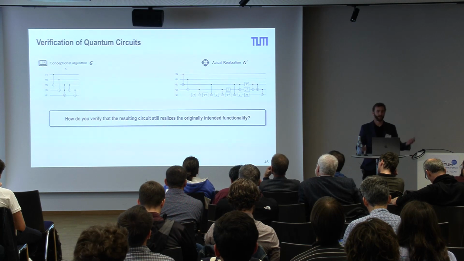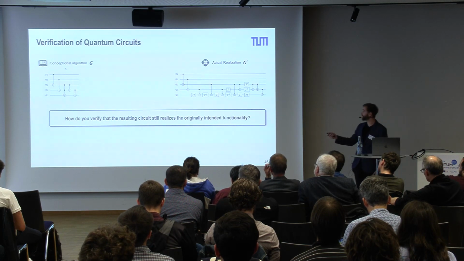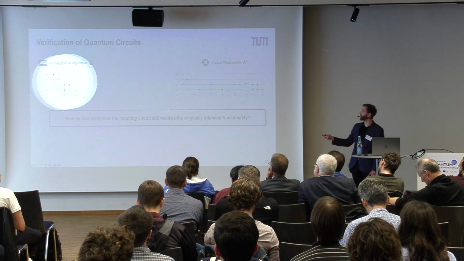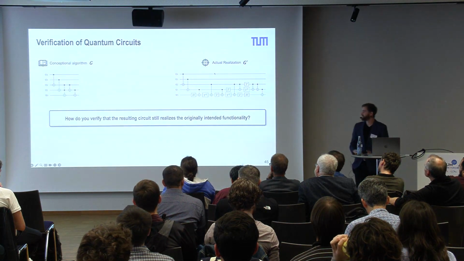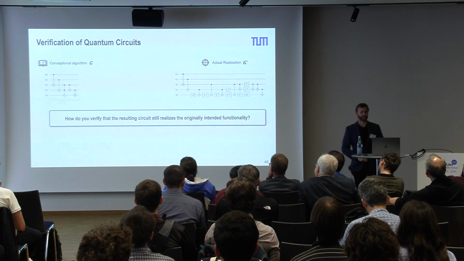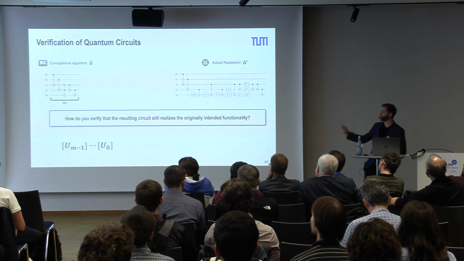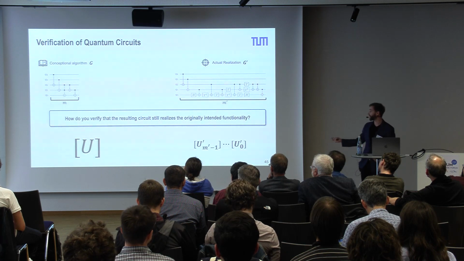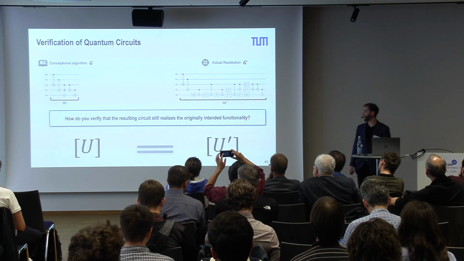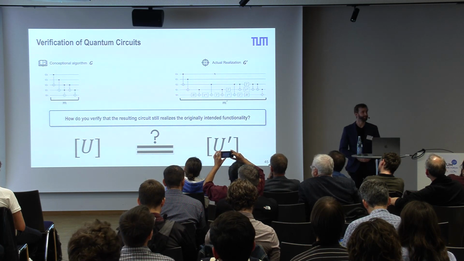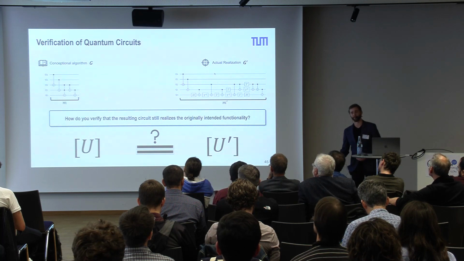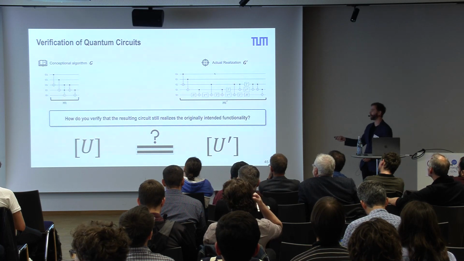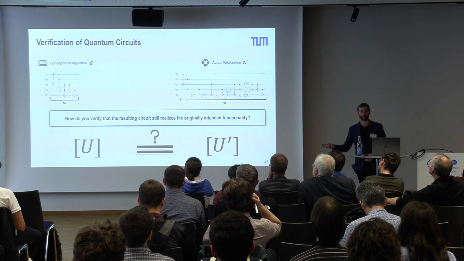So how would we go about this? Let's say we have two circuits, a conceptual algorithm on the left, and a realization on the right. In principle, the question is easy, because as you know, every gate is a unitary matrix. We multiply them up, get a big matrix U, do the same for the second circuit, and we just compare those matrices, right? Yeah, same catch as for simulation. Those matrices are exponentially large, so not a scalable approach at all.